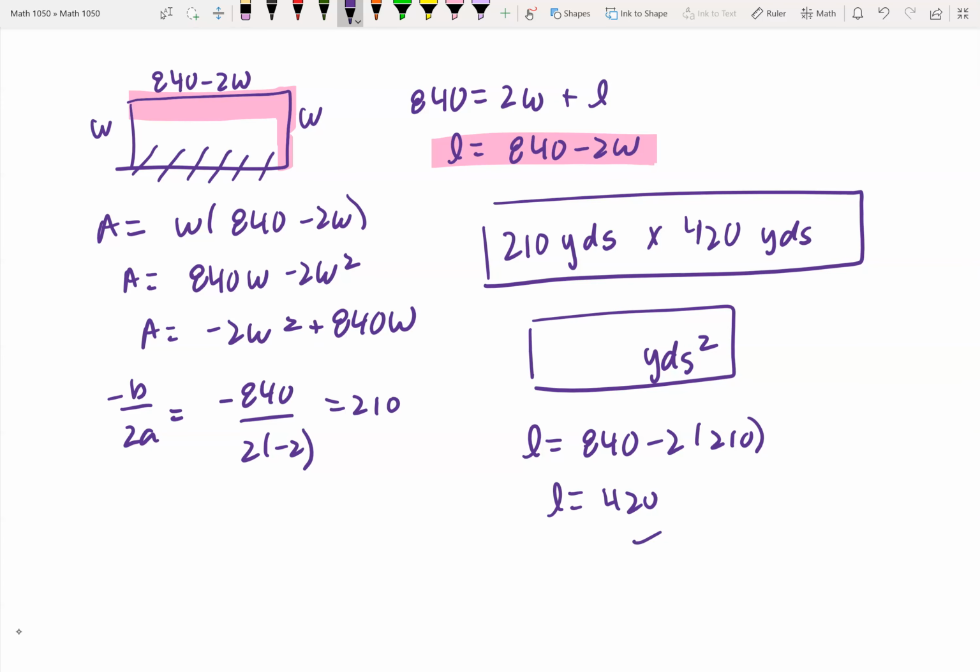You have to show this work right there that I just wrote. And then area is length times width, which is 210 times 420. And I get 88,200, and that's the maximum area.